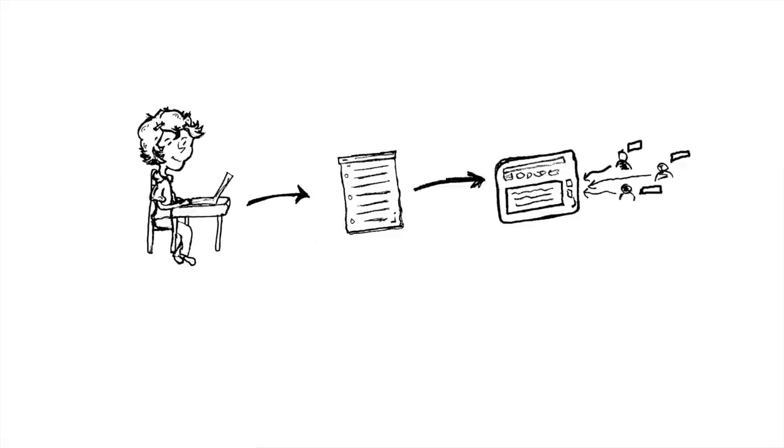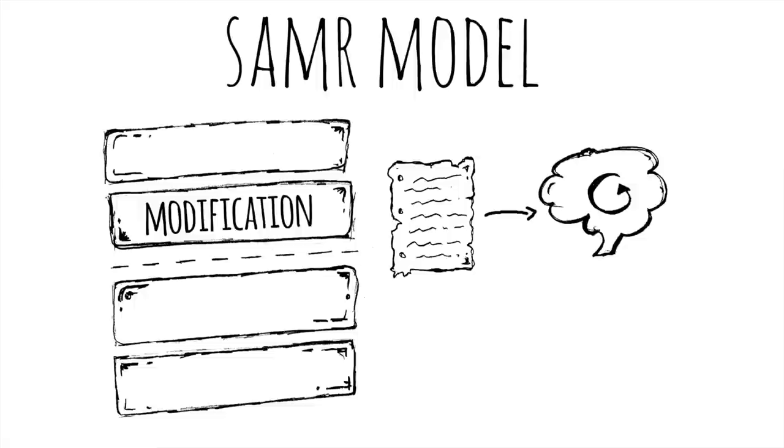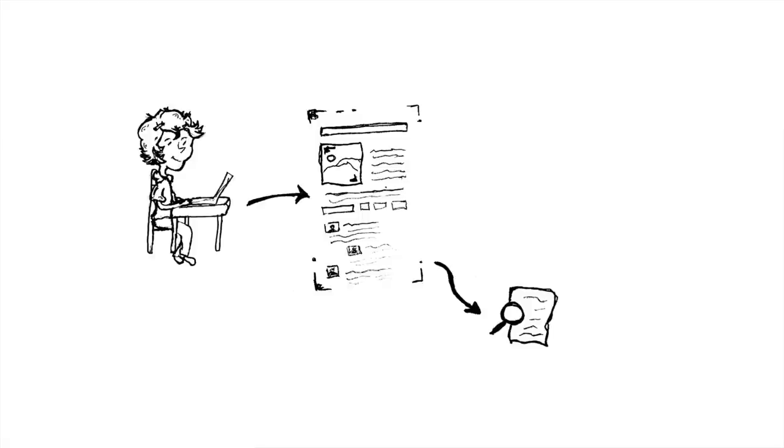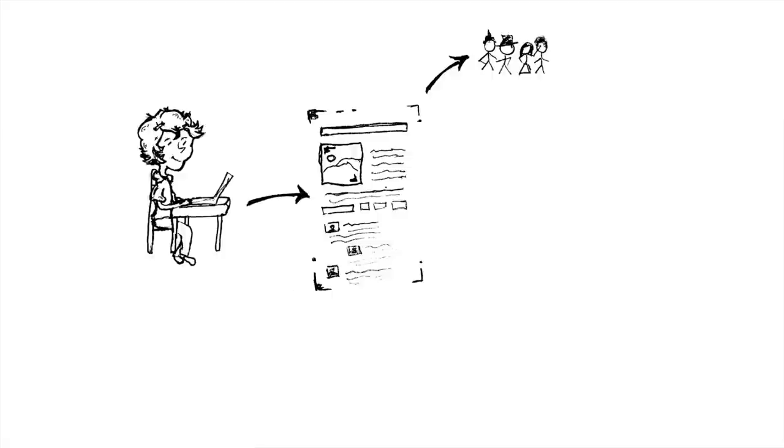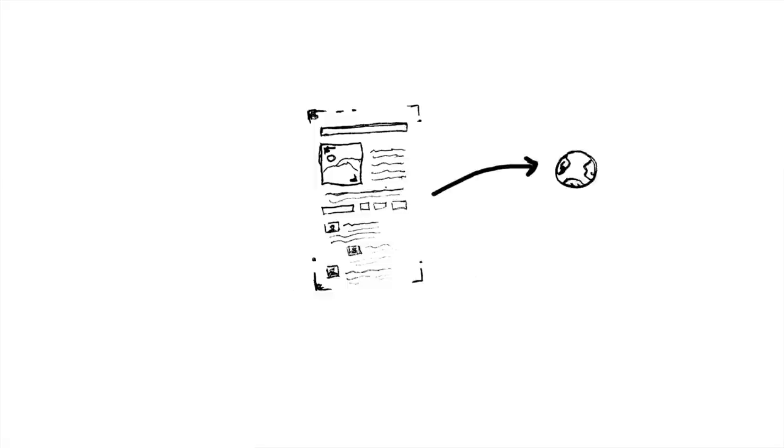With modification, technology allows for significant task redesign. So that same essay is now a blog post. Students are doing research online, editing on a shared document, and publishing to an authentic audience. It is no longer an essay. It is an article crafted for the world.